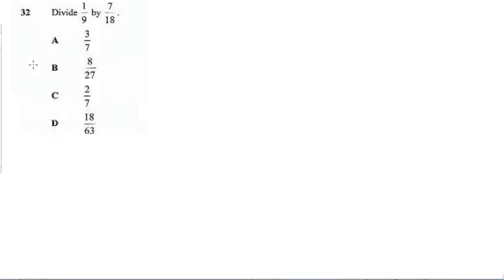And here's the next question. The next question is number 32, and this is from the 2016 paper. The question says, divide 1 over 9 by 7 over 18. So we're saying 1 over 9 is being divided by 7 over 18. This is straightforward, eh, grade 7s? You can pause the video and give it a try.